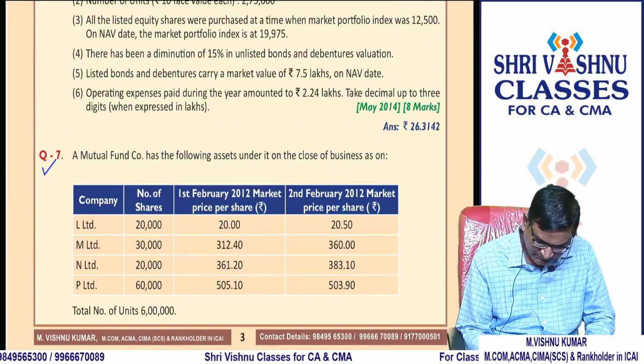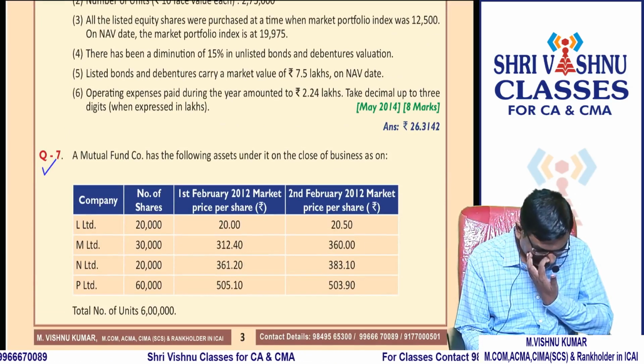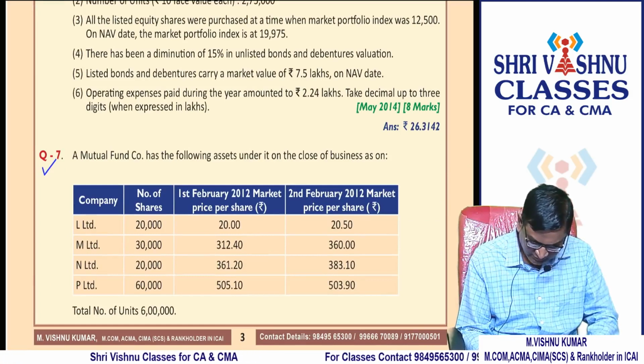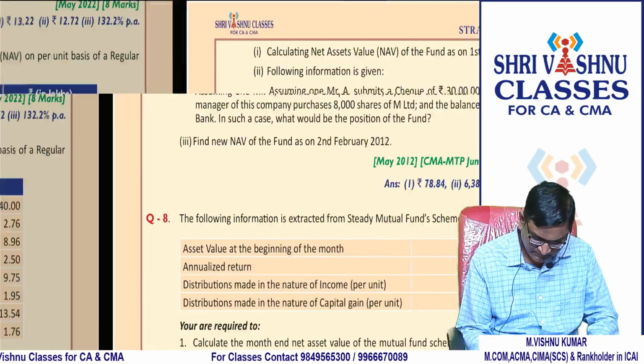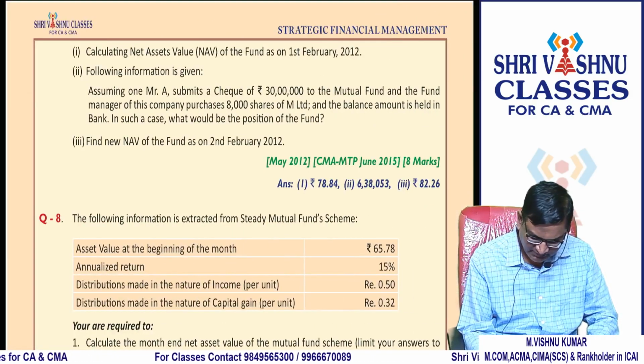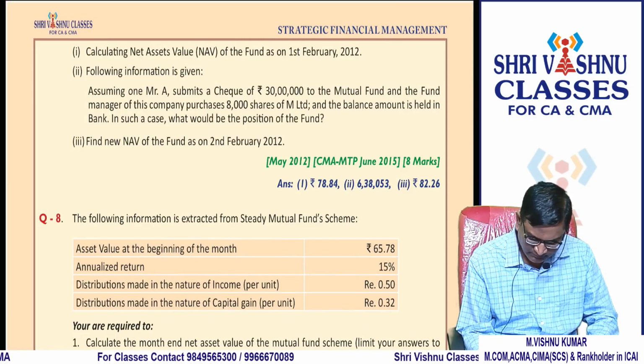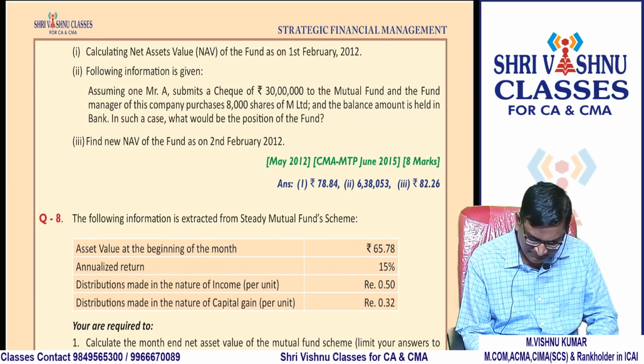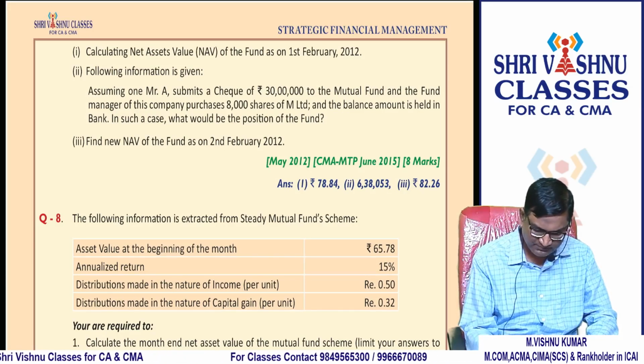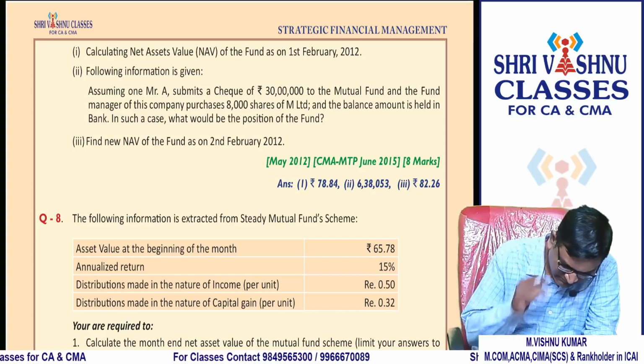That is very simple. Again, you have to calculate the market value: 20,000 into 20, 30,000 into 312, 20,000 into 361 like this, and divide by the number of units. After that, Mr. A has given a 30 lakh rupees check, so the mutual fund company will issue units according to the NAV. Then units will increase, and they have invested this 30 lakh rupees in M Limited on purchase of 8,000 shares, and the remaining is bank balance. All this we have to use in the calculation. Very simple, easy question.